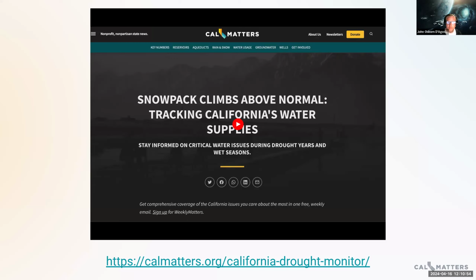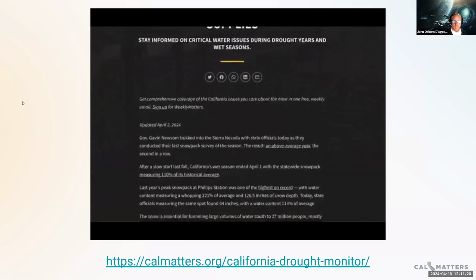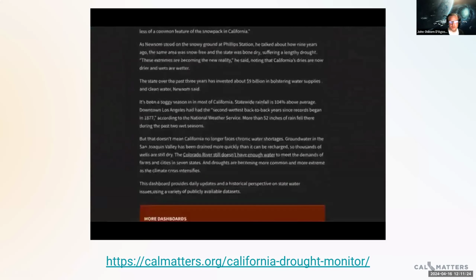We wanted to build a tool that people could visit on a regular basis using data sets that were updated as regularly as possible to help explain the story of water in California and why it mattered to them most. So the link to the dashboard is below. I'm not going to go to the dashboard and scroll through it, but feel free to as I'm talking. But here's a little video just to give a sense of what we do. And there's a lot of different elements that we'll get into more about the dashboard.